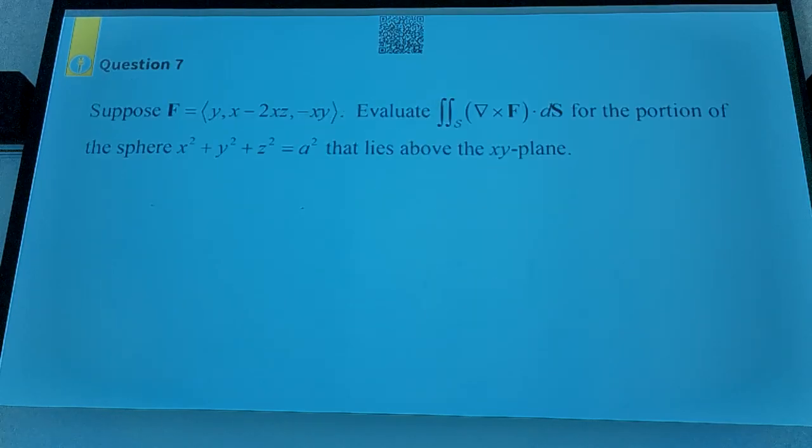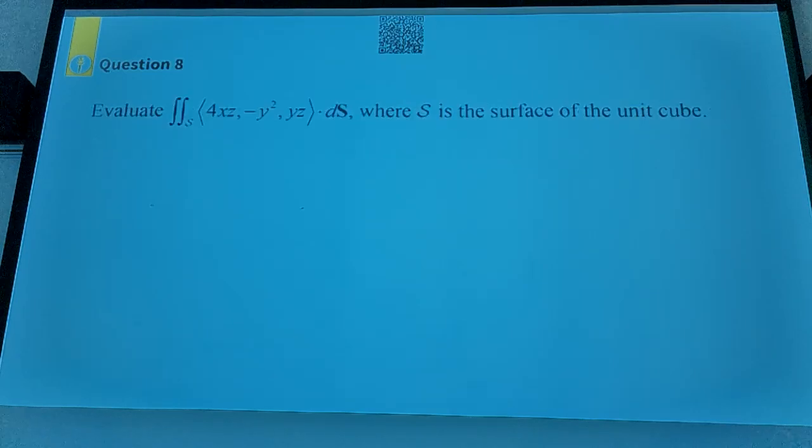I'm going to skip that one. I'll let you do that on your own. I want to get to this one. Vector field is xz, negative y squared, yz. We want the outward flux of that through the surface of the unit cube.